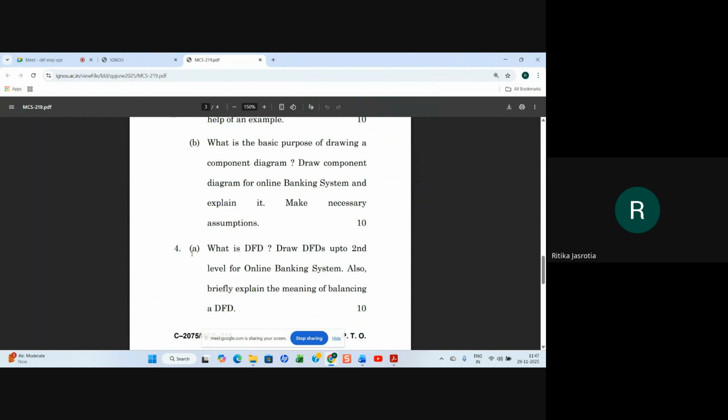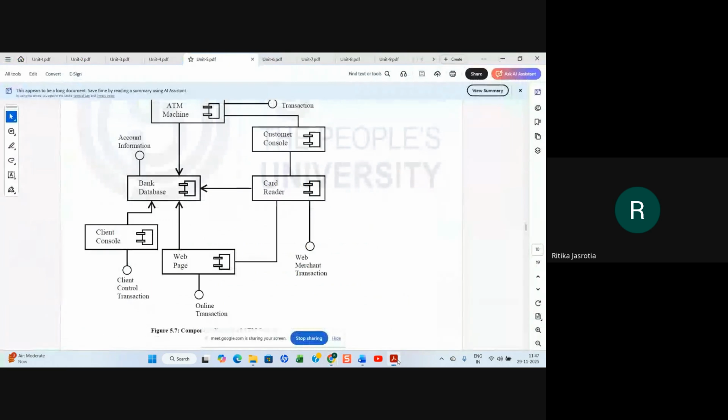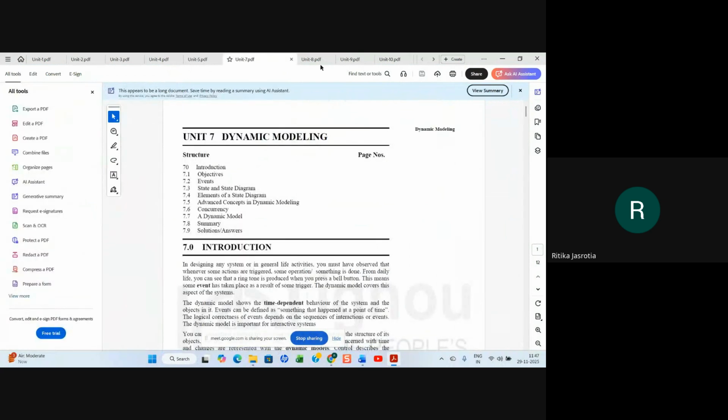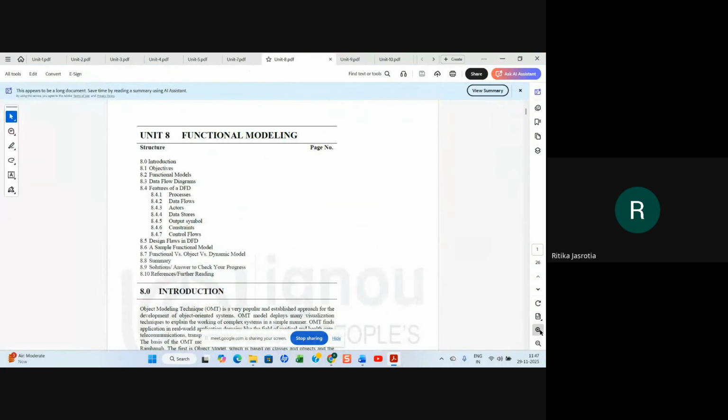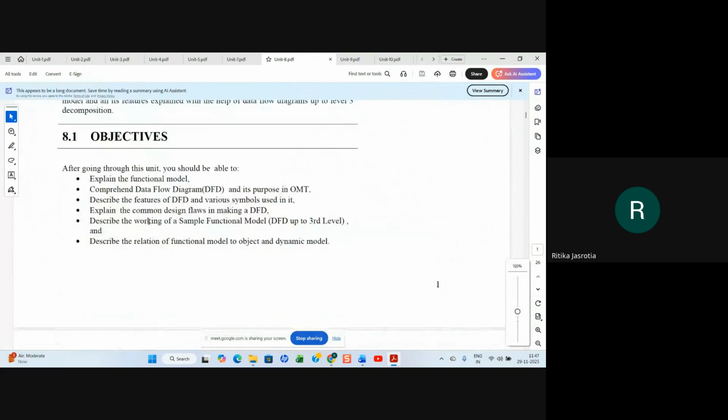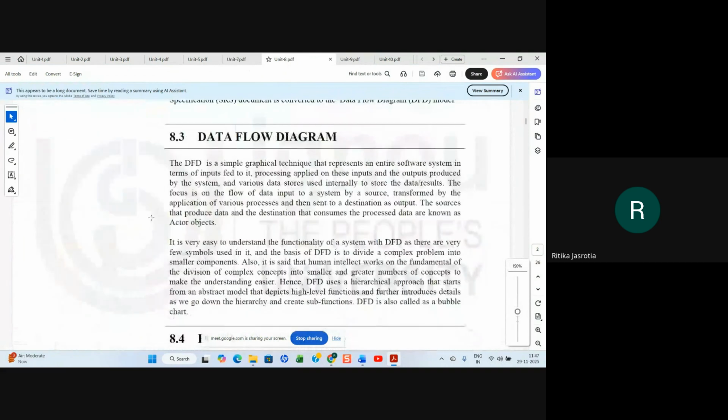Now, fourth question is: what is DFD? Draw DFD up to two levels for online banking system. Also briefly explain the meaning of balancing a DFD. So for the DFD, block 2 unit 8 is there. This is your DFD, the functional model, data flow diagram. Data flow diagram is a simple graphical technique that represents an entire system.